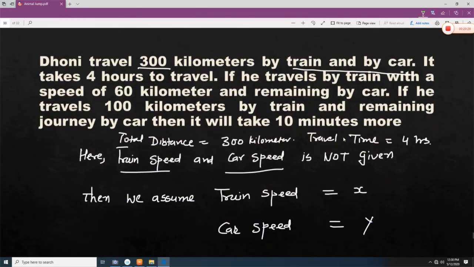Next question, Dhoni travels 100 kilometers by train and by car. It takes 4 hours to travel. So if he travels 60 kilometers by train and the remaining by car, it takes 4 hours. If he travels 100 kilometers by train and the remaining journey by car, then it will take 10 minutes more. So total distance is 300 kilometers. Here train speed and car speed is not given. Then we assume the train speed is x and car speed is y.